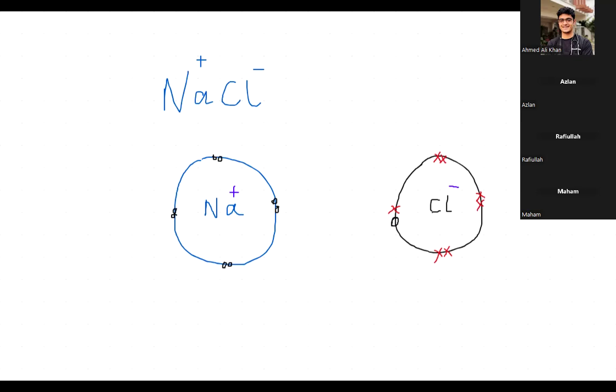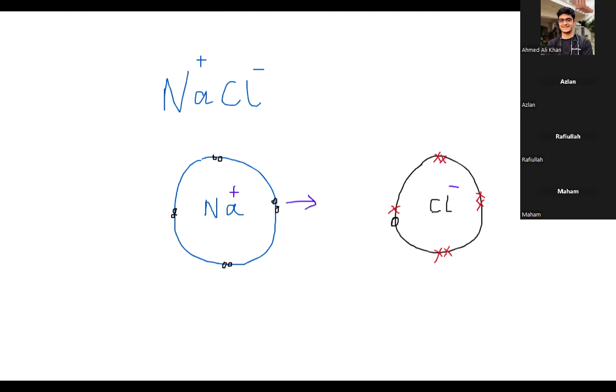What do opposite charges do? Maham, what do opposite charges do? Do they repel or do they attract? Attract. Exactly, they attract. Okay.